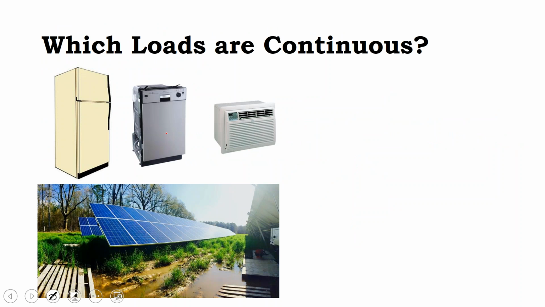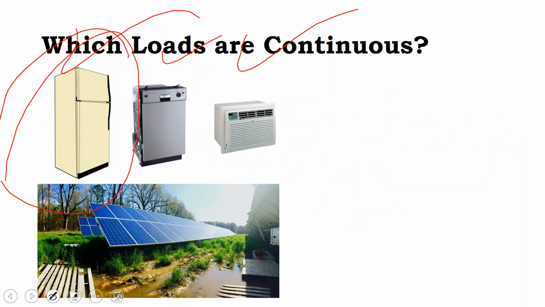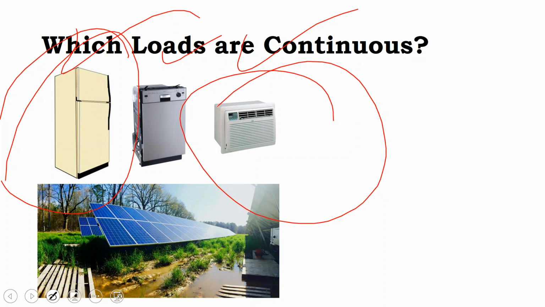So by now, which of these loads are continuous? You have a dishwasher, you have a refrigerator, and an air conditioning unit. The refrigerator and the air conditioning unit are plugged in 24/7. The dishwasher is not being used on a constant basis. So the dishwasher is the non-continuous load. The fridge, the air conditioner, and the solar array are continuous loads.